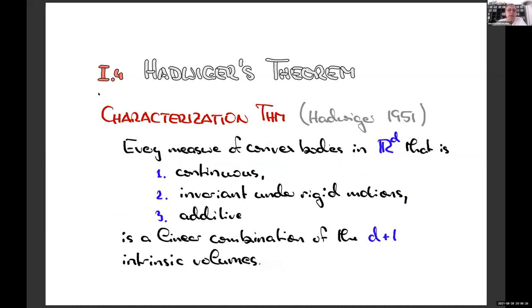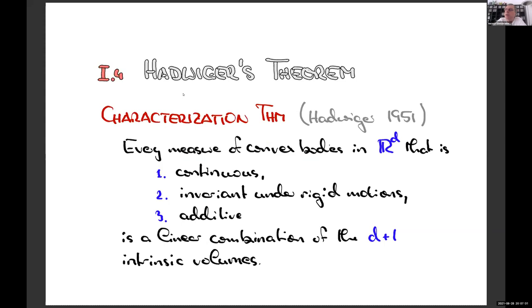And the underlying motivation for this proposal was a theorem by Hadwiger, Hugo Hadwiger, from 1951, which is known as the Characterization Theorem. And if you didn't see this before, let's go through it. It says that measures for convex bodies in d dimensions that are continuous, Hausdorff continuous, invariant under rigid motions, and also additive.